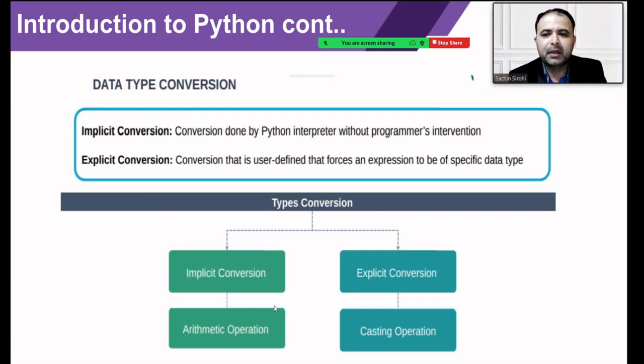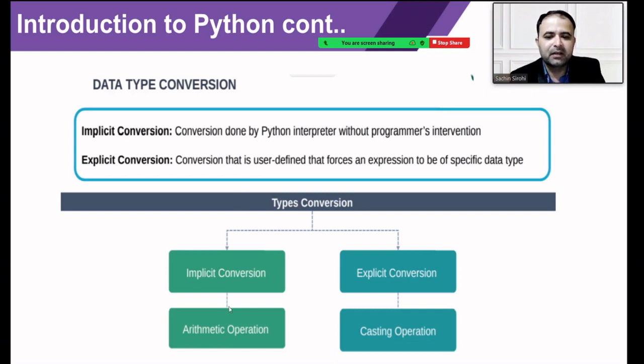Data type conversion, implicit conversion: conversion done by the Python interpreter without programmer intervention. So there is no need to specify manual code for this particular conversion. But if I'm talking about explicit conversion, that is user defined, that forces the expression to be of a specific data type. Actually we are forcing that a particular data type should be converted into another data type.